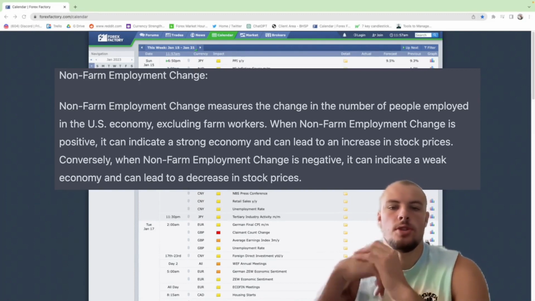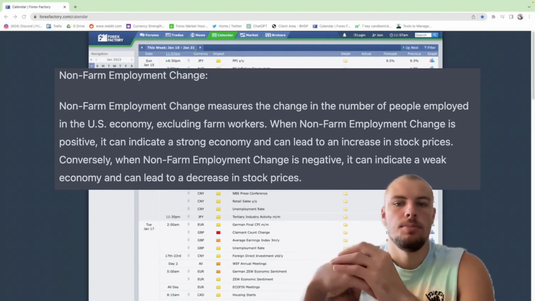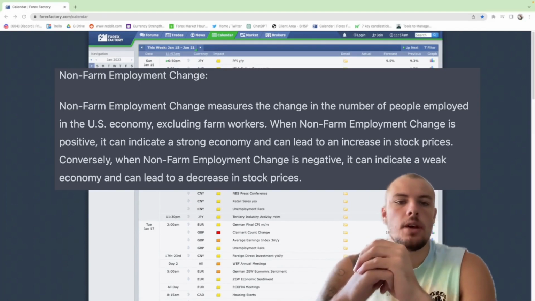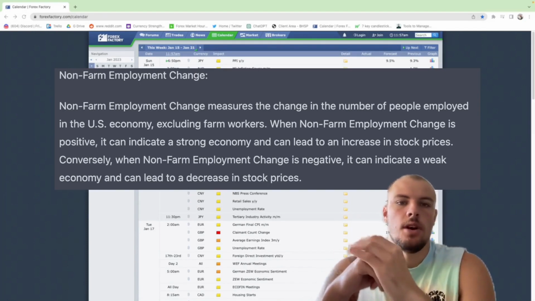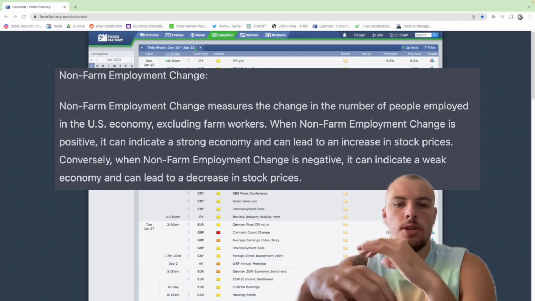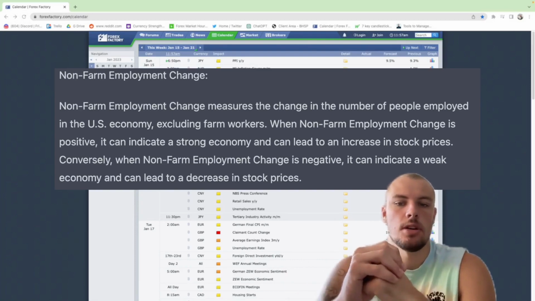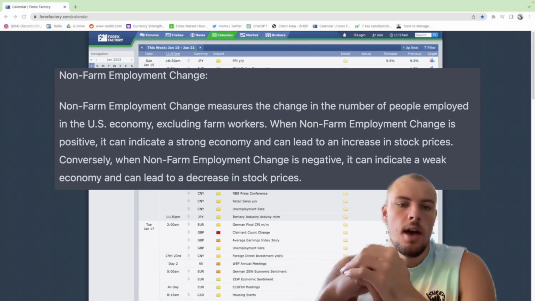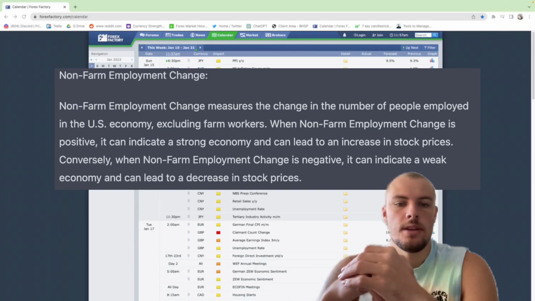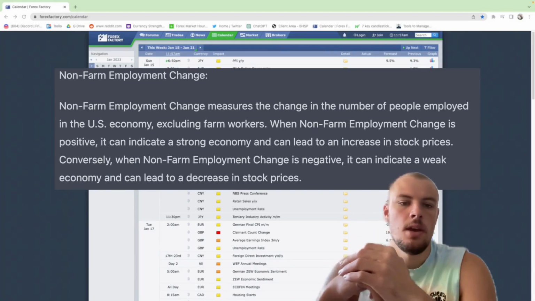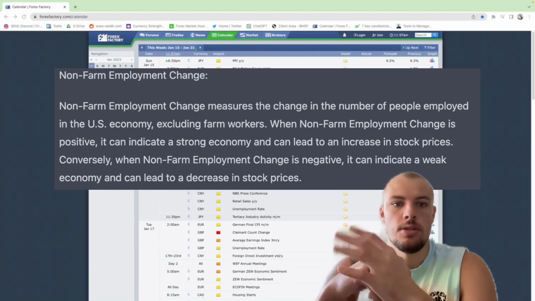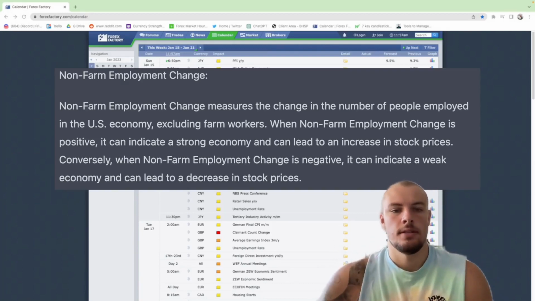Non-farm employment change measures the change in the number of people employed in the U.S. economy, excluding farm workers. Right. So non-farm unemployment change is positive if it goes up, obviously, and it can indicate a strong economy where a lot of people have jobs. Obviously that can lead to increasing prices on NAS 100, US 30, and stocks in general. Conversely, when non-farm unemployment change is negative, it can indicate a weak economy, which obviously can lead to decreasing prices in certain indices and stocks.